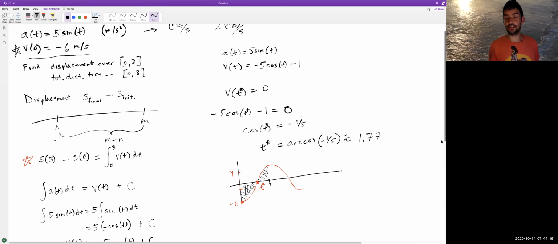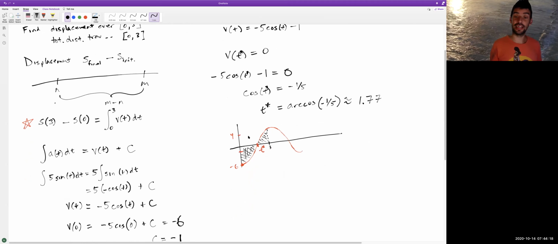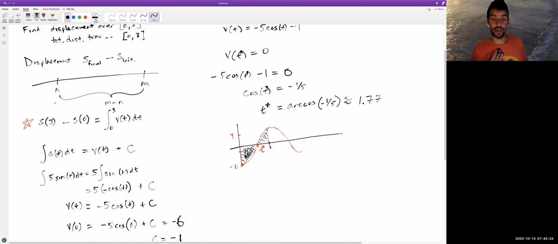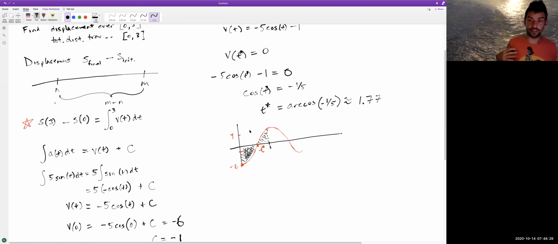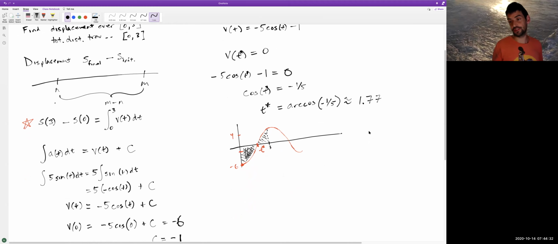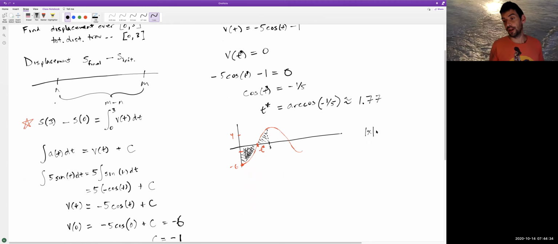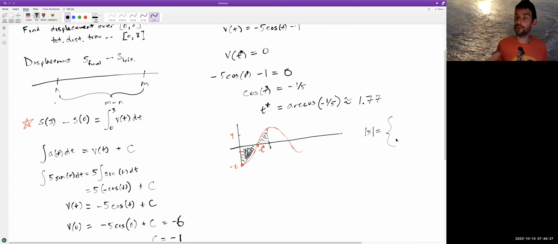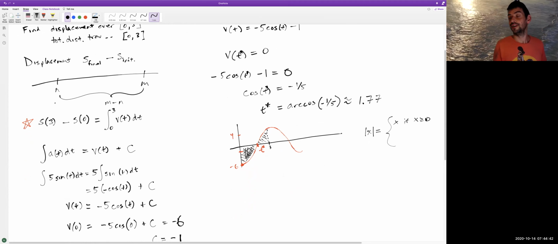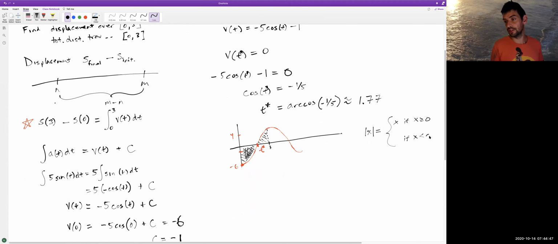So we need to integrate our velocity function again, except we no longer want to count this area as negative. We want to count this area as positive. So how do you make something positive? Well, we say absolute value, but let's be more careful about absolute value. When I write the absolute value of x, what I really mean is if x is positive or 0, I don't do anything to it. If x is negative, I multiply it by a negative. That's what the absolute value function does. That's one way we can think about it.